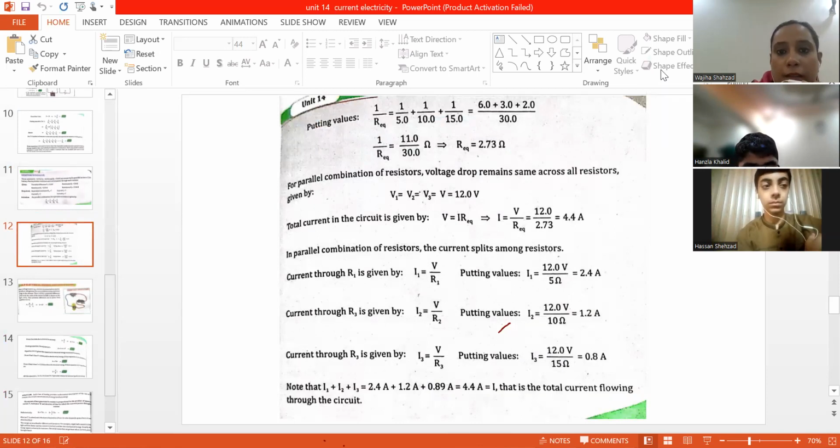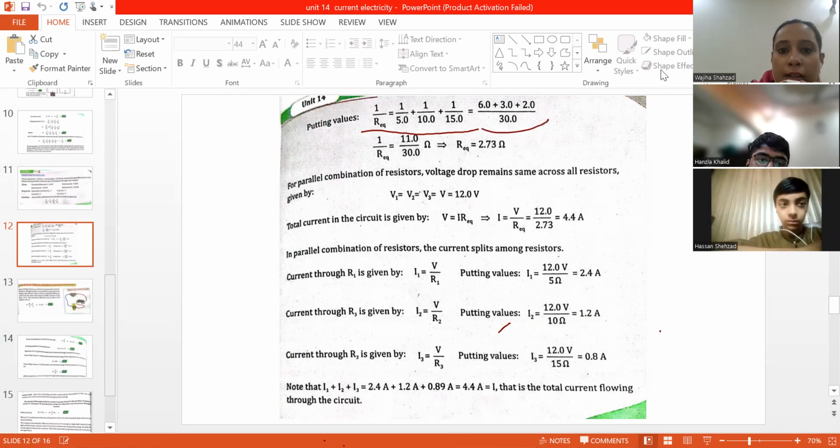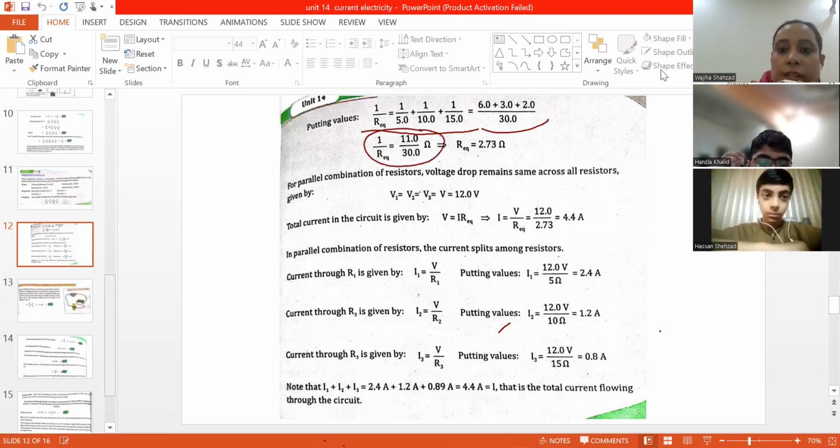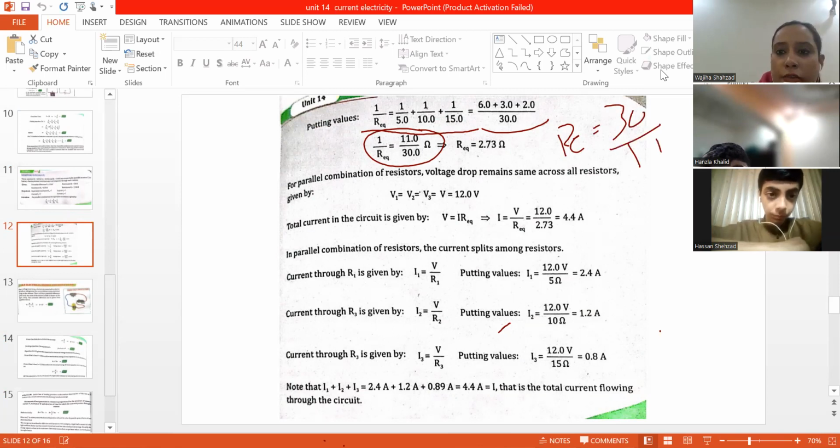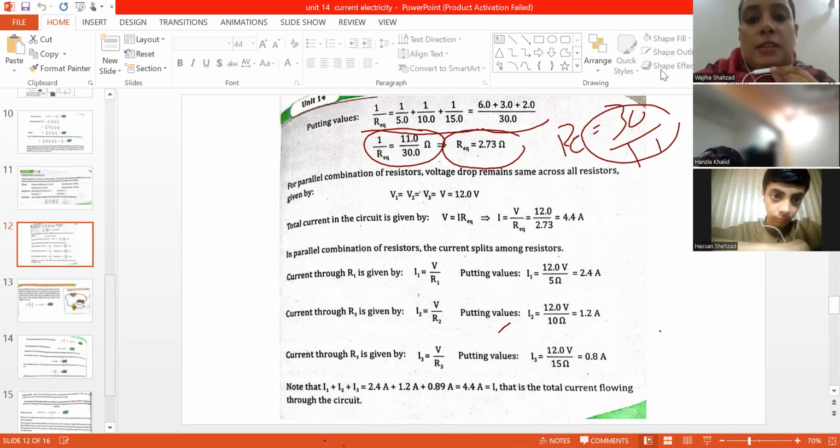See, this is the equation, and we will get 6 plus 3 plus 2 by 30, which is equal to 1 by R equivalent, equal to 11 by 30 ohms. Just take the reciprocal of this equation. You can write R equivalent is equal to 30 by 11. Solve it with the help of a calculator and you will get 2.73 ohm. See, this is a very small value for the parallel combination of resistors, right?